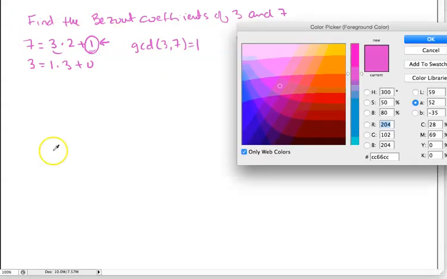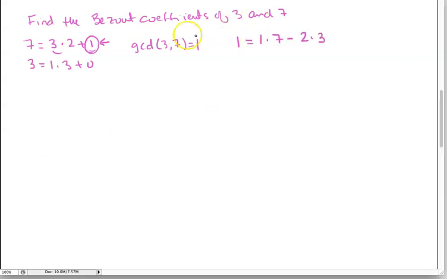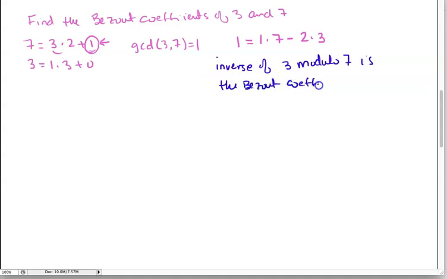Okay, so the inverse of 3 mod 7 is going to be the Bezout coefficient of 3. So the inverse of 3 modulo 7 is the Bezout coefficient of 3, that A value. So in this case, the Bezout coefficient of 3 is -2.